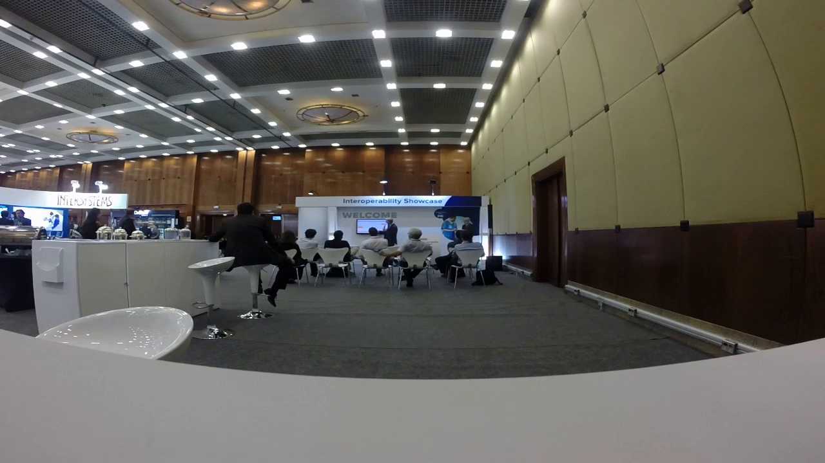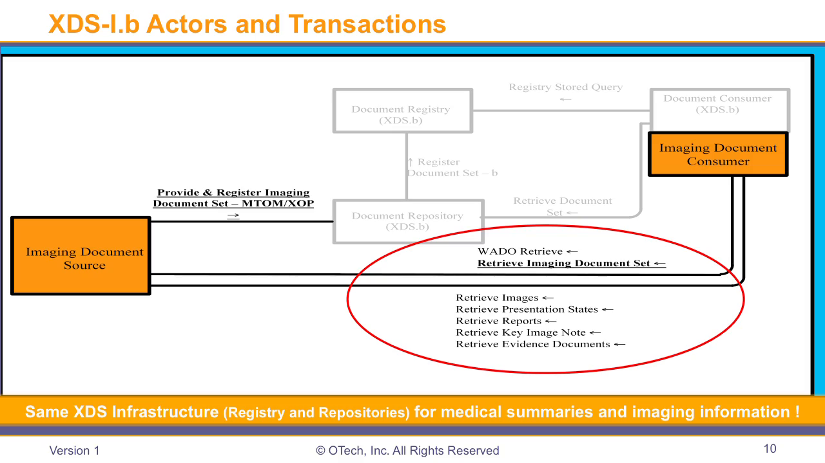There's also an XDS specifically for imaging. It's called XDS-I. And if you look at this particular chart, you see it is almost identical to the one I put before. The only difference, and I highlighted this, is that the imaging document consumer uses a different protocol. Because as you can imagine, retrieving a document is quite different than retrieving a multiple megabyte, or sometimes hundreds of megabytes, of imaging information.